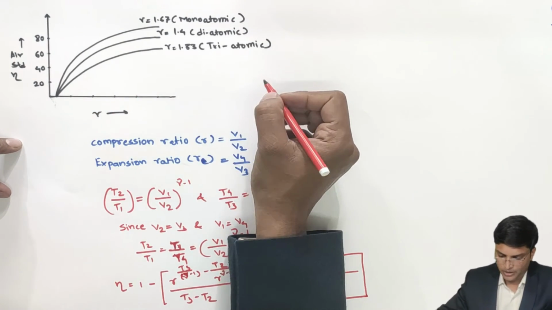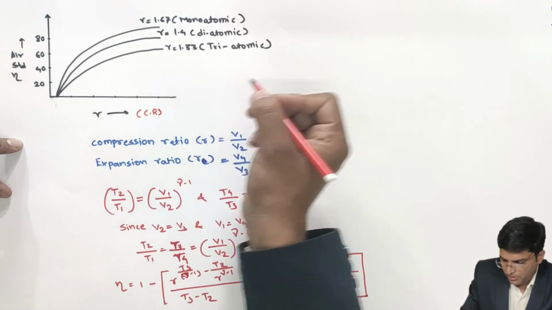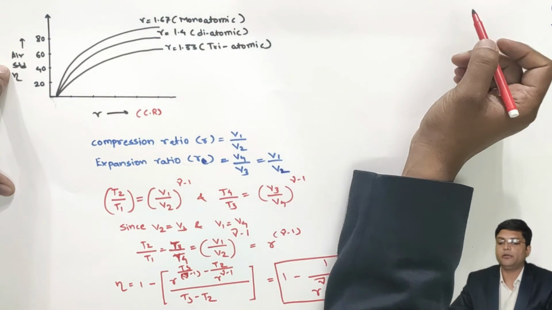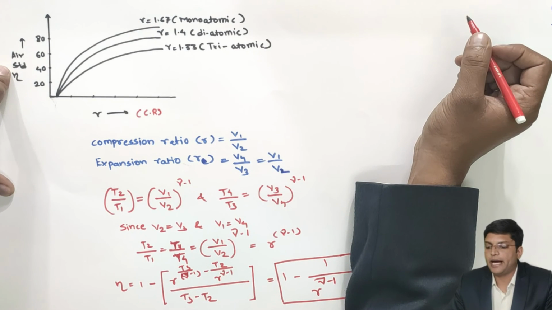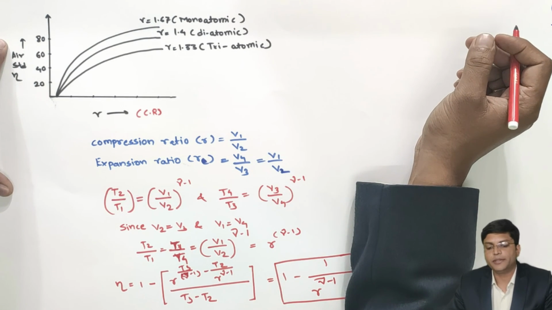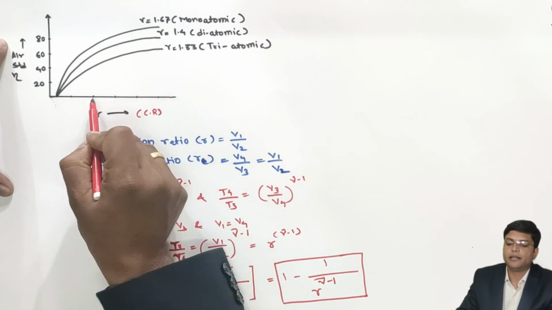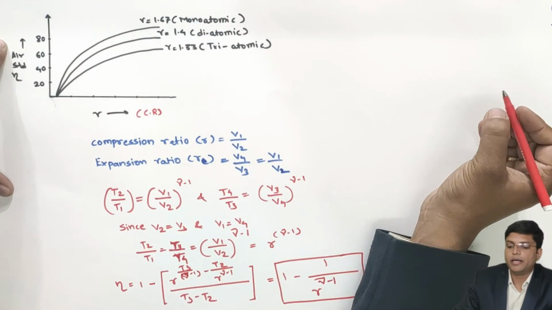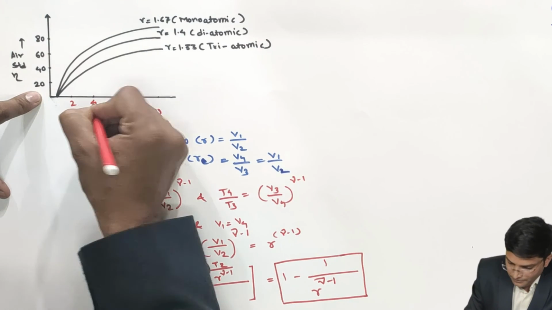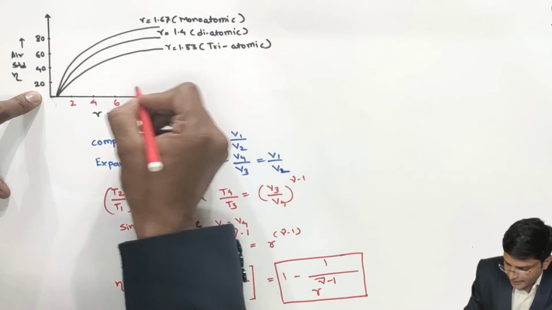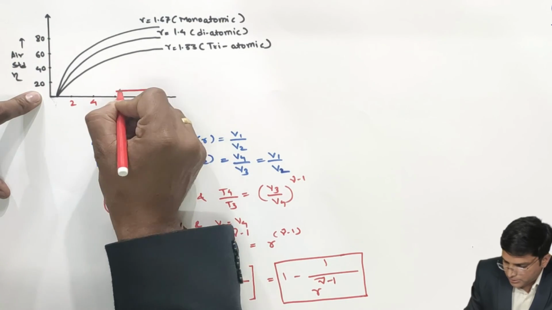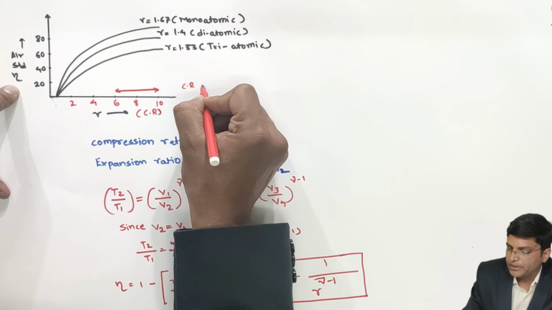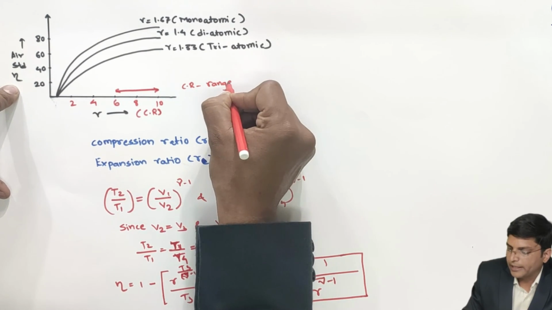Now in this graph, r is the compression ratio, which is plotted against the air standard efficiency. There are three values of gamma for monoatomic, diatomic and triatomic. From this graph we are able to understand that as the compression ratio value increases, the thermal efficiency also increases. Now here are the values 2, 4, 6, 8, 10. From 6 to 10, this is the window for the Otto cycle. This compression ratio range is for the Otto cycle.